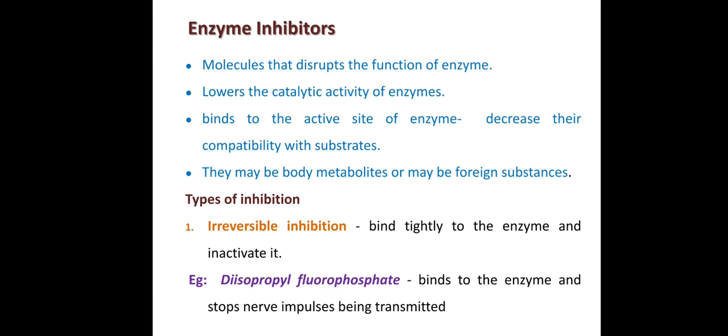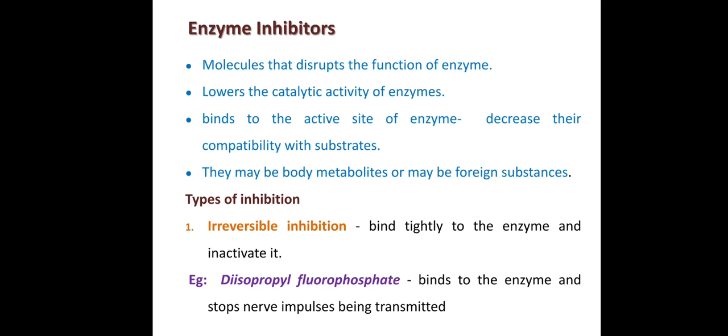First let us see irreversible inhibition. As the name itself says, the binding of these substances to the active sites or to the enzyme will affect the activity of the enzyme irreversibly. That cannot be changed. That means total enzyme inactivity takes place. The binding and the inhibition cannot be reversed by any process. That is called irreversible inhibition. A classic example is diisopropyl fluorophosphate, also known as DFP.